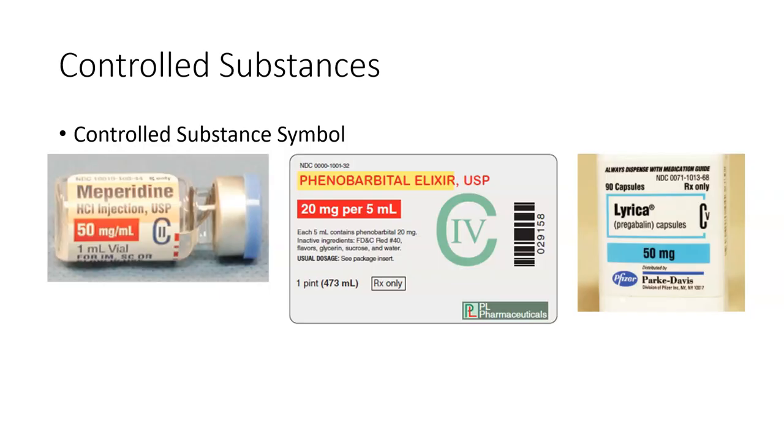Now let's look at these. On every package of a controlled substance, it has to have the controlled substance symbol. That's a C for controlled substance, and it has a Roman numeral inside that tells you what schedule it is. Here we've got meperidine. This is the generic name. See, it's only got one name on the bottle. The hydrochloride we're not really worried about. That's just part of the salt. Meperidine's brand name is Demerol.